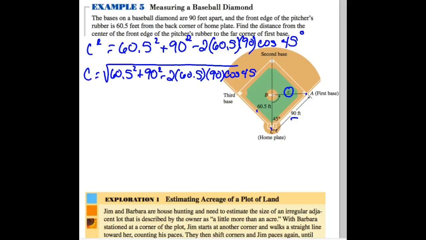We should end up with a total distance of 63.717 feet.